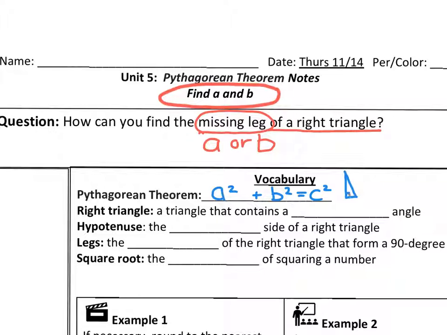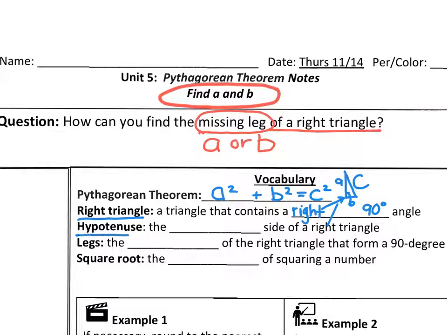Don't forget, we always want a right angle in the corner. C is always across from the angle, and A or B are its legs. Let's talk about what it is to be a right triangle. It is a triangle that contains a right angle, or we could say 90-degree angle. Either one works. So when we say right angle, that means that little box right there.